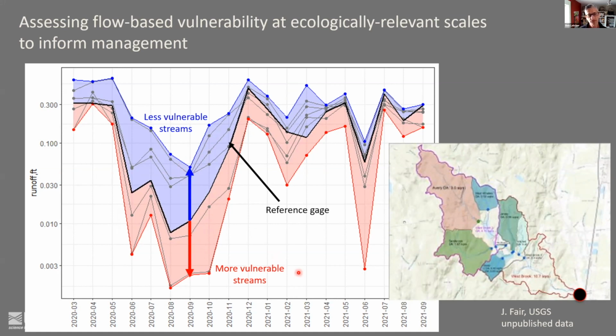This can be useful for combining this kind of flow information with temperature information. And that's what the state of Massachusetts has been doing recently.